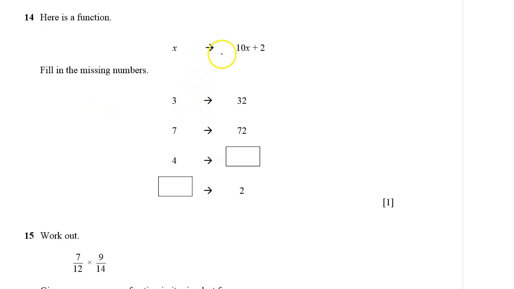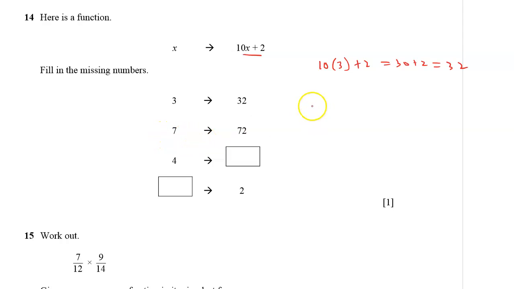X maps to 10x plus 2. Fill in the missing numbers. So here we are. If x is 3, then this value here will be 32. That is, we substitute the value here. So x is 3, so 10 into 3 plus 2 gives us 30 plus 2, which is 32.